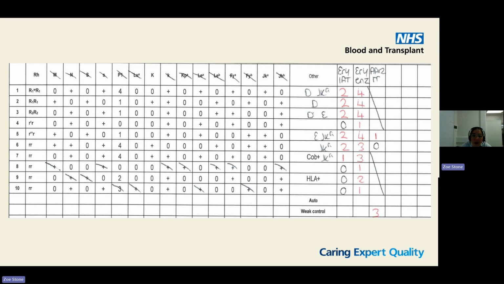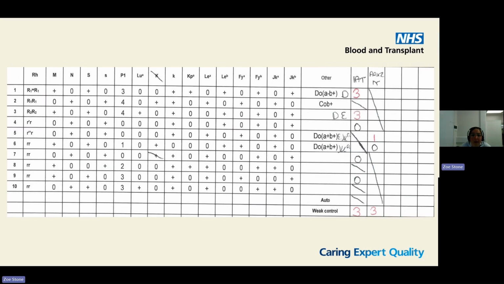But from the guideline point of view, I need a second example because that was only 1 cell. So again, had a second panel available, did the same thing, tested it against an EPOS, JKA pos, and a JKA pos.